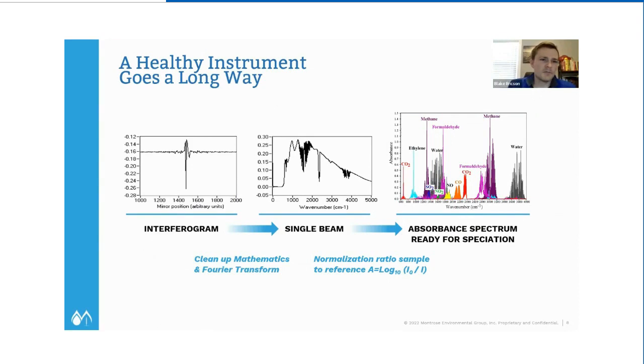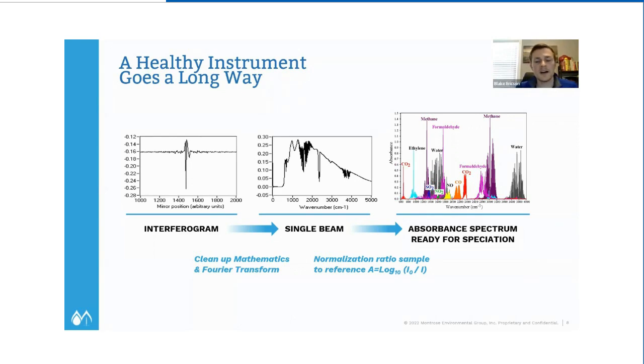So furthermore, it's as simple as the title goes on this slide. A healthy instrument goes a long way. And we're not going to go too deep into the details today, and we're not going to bore you with the Fourier transform math, the calculus, anything like that. But basically, in the simplest way, an FTIR works by essentially taking pictures of spectra during a given data interval period, and we have the ability to go back and look at that data to validate and make sure that it is done correctly.